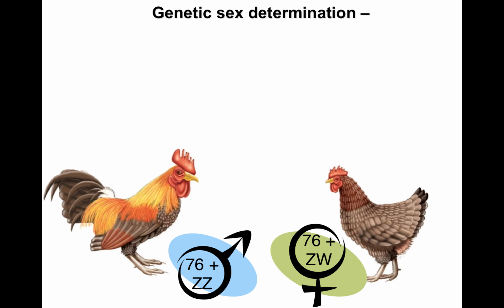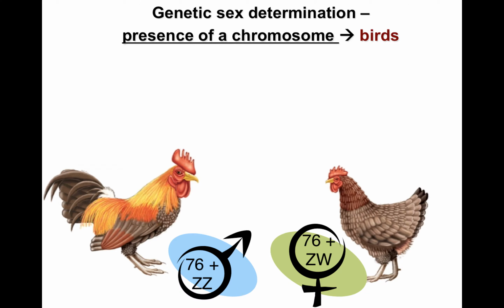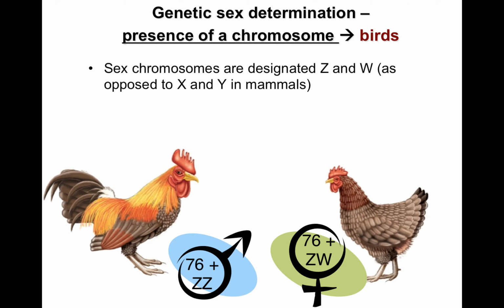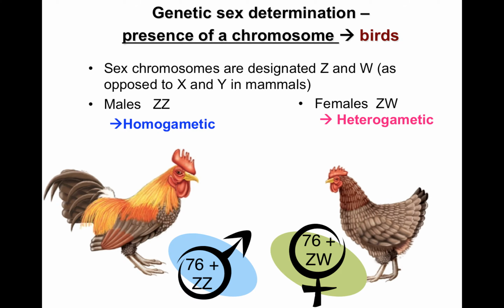Genetic sex determination can also be due to the presence of a chromosome in birds. In birds, it's the opposite of what it is in humans. Sex chromosomes are designated Z and W as opposed to X and Y so that we don't get them confused. Males are the homogametic sex. Their two chromosomes are designated Z, ZZ. And females have a Z and a W. They are the heterogametic sex.